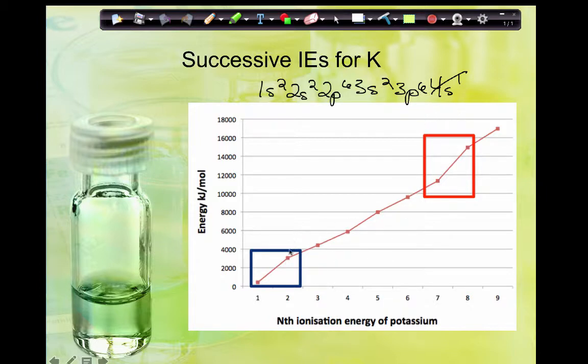Then I remove 1, 2, 3, 4, 5, 6 electrons. So there's 6 electrons that I've removed, and then I have another jump going to the 7th electron. If I try to remove the next one, now I've changed my sublevel. Going into the 3s, the 3s is going to be a little bit closer to the nucleus, so it's going to be a little bit harder to remove that. It'd be easier to remove the electrons from the p sublevel first.